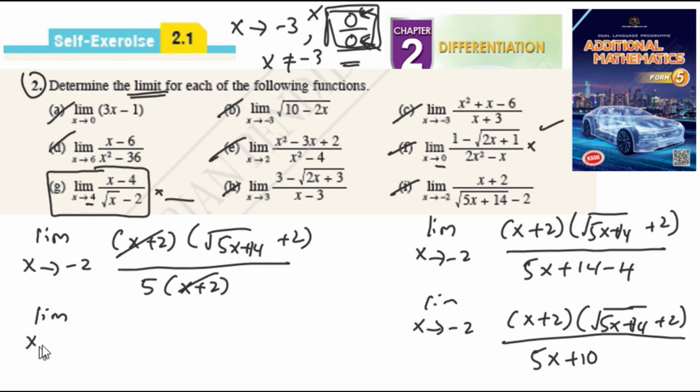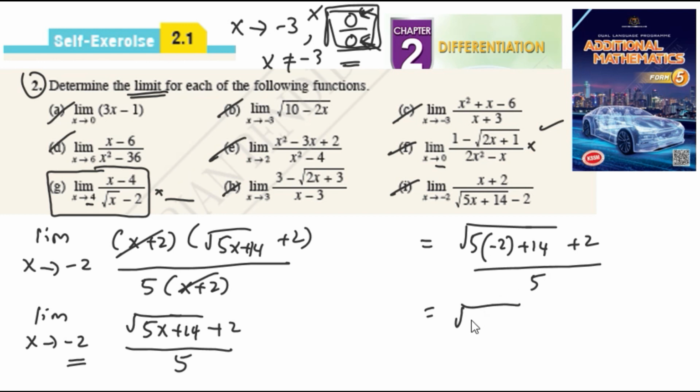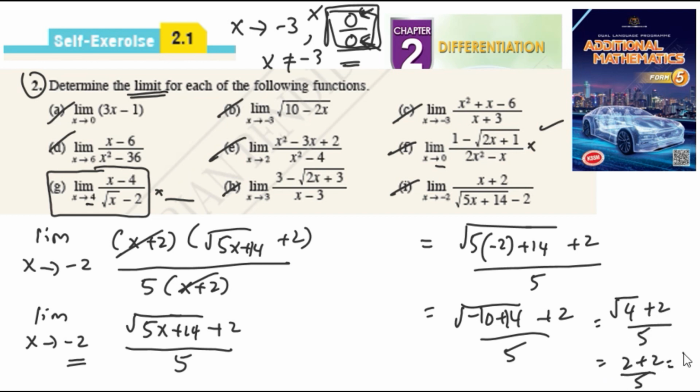Okay, so limit x approaching negative 2. So you see here, you are left with square root of 5x plus 14 plus 2 divided by 5, which is equal to, now you can substitute here, so square root of 5 times negative 2 plus 14 plus 2 divided by 5. So here you get square root of negative 10 plus 14. So negative 10 plus 14 plus 2 divided by 5, you get square root of 4 plus 2 divided by 5. So 2 plus 2 divided by 5, you get 4 over 5. So this one is 4 over 5.